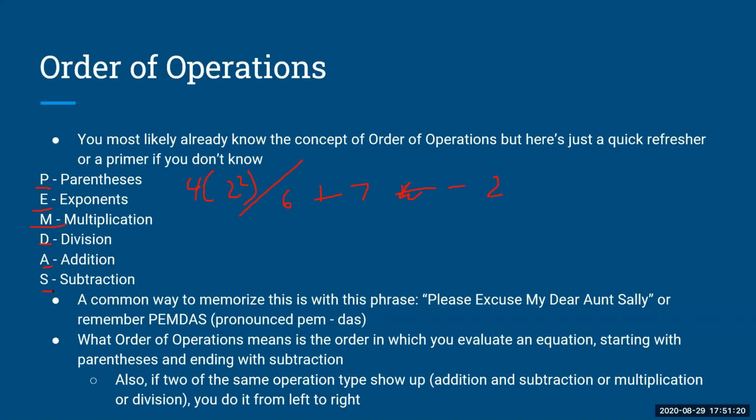So how I learned it, like I mentioned before, another way to memorize this is please excuse my dear Aunt Sally, or PEMDAS. Now I learned that if you have two operation types grouped together, addition and subtraction, or multiplication and division, then you do it left to right. So if you have 4 times 3 divided by 6, you do 4 times 3 first, and then you divide by 6. That's how I learned it growing up.